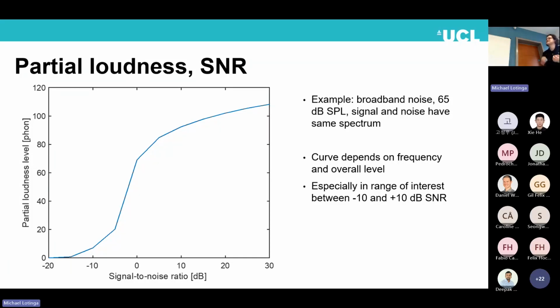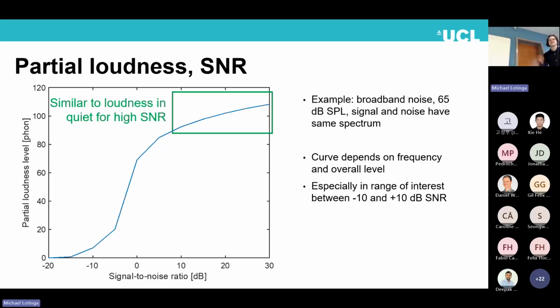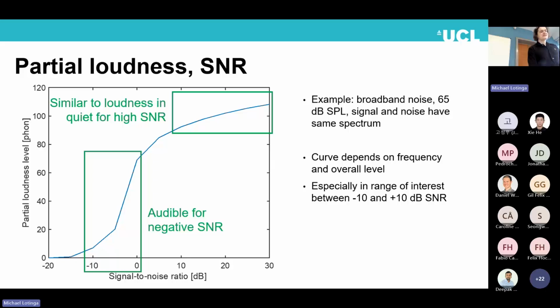And it's important to consider that masking or partial masking by other sounds for various reasons. If your target sound has a much higher level than the background noise, then the loudness is almost similar to that in quiet. For example, here an SNR of 20 decibels would mean I have 85 decibels broadband noise. My loudness level is around 100 phon. That would be the same as in silence. When my target is much softer, then of course I don't hear it at all. It's fully masked. But there is an interesting region when my target sound has a lower level than the background noise, when it's already audible and potentially annoying.